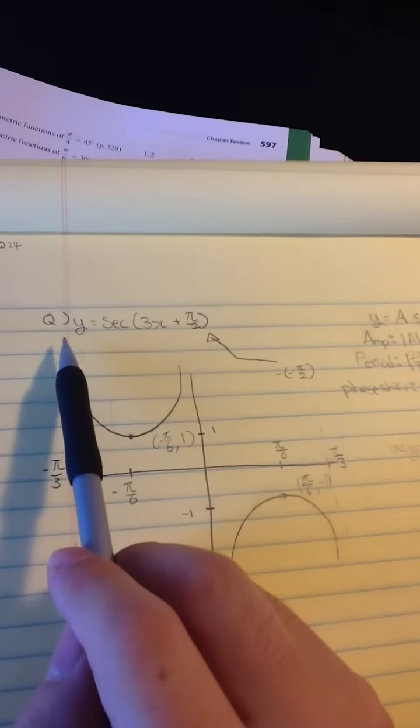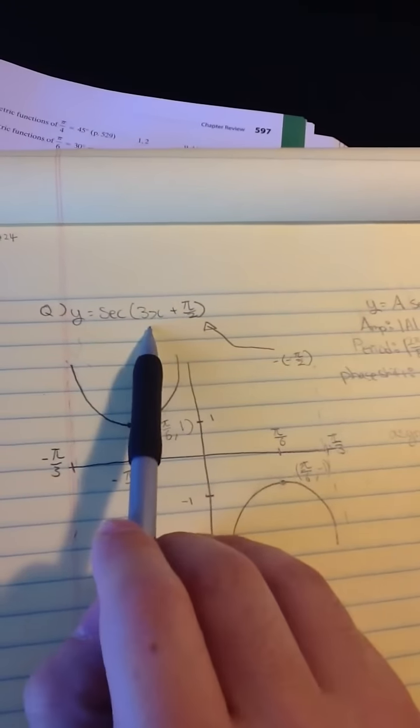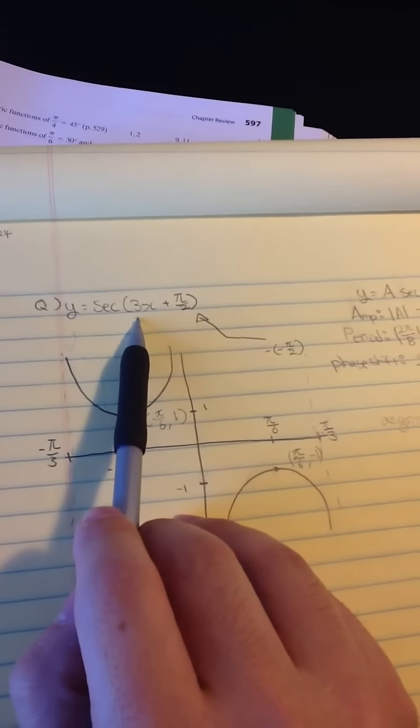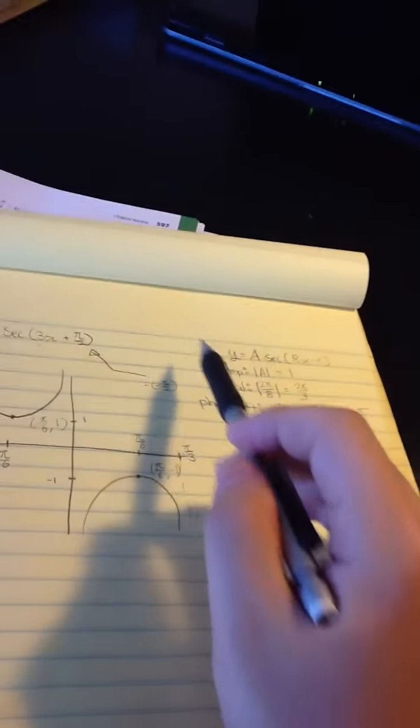The question we have today is y equals secant of 3x plus pi over 2. Use this function to find the amplitude, period, phase shift, and asymptotes, and also sketch one cycle of this function. First, I'm going to find the amplitude, period, and phase shift.